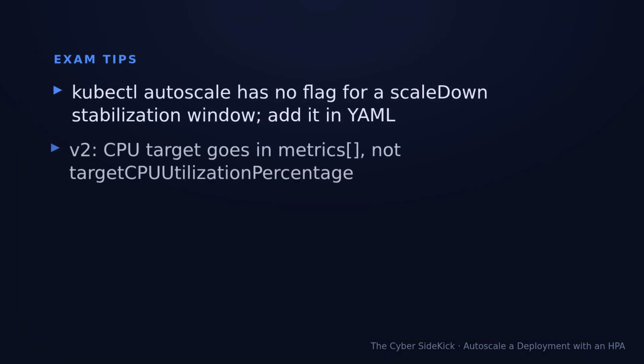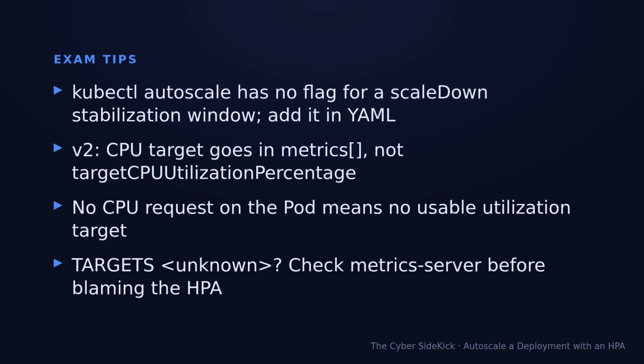A few traps to remember. kubectl autoscale is fine for min, max, and the CPU target, but it has no flag for a stabilization window. So when behavior is required, you finish the HPA in YAML. In autoscaling v2, the CPU target lives inside the metrics array, not as targetCPUUtilizationPercentage. Mixing the two is the unknown field error. The pod needs a CPU request, or the percentage target is meaningless. And if targets shows unknown, suspect metrics server before the HPA itself.